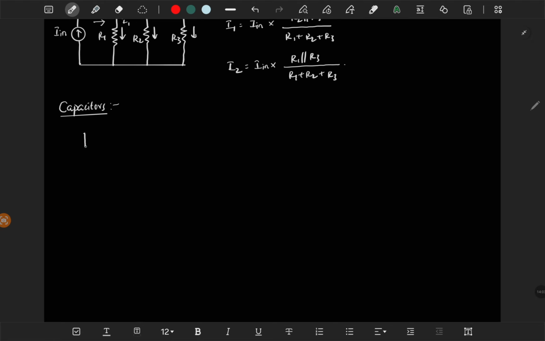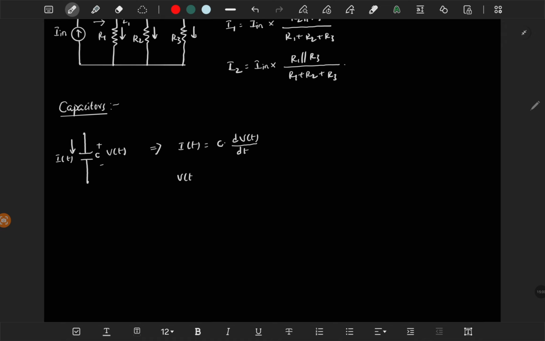A capacitor is represented like this, and if you are pumping some current, it can be DC or anything, let's say time varying current, into a capacitor, there will be a voltage buildup across the capacitor terminals. If you are pumping in this direction, then there is a voltage buildup in this polarity. So if you write that as an expression, this you have to remember: I of t is equal to C times dV of t by dt, where C is the capacitance value.